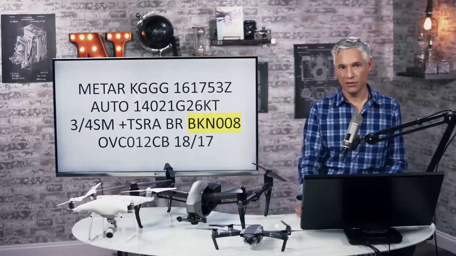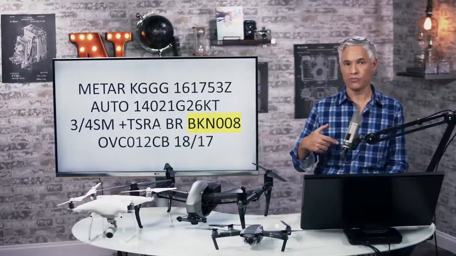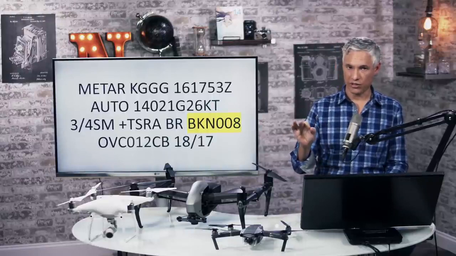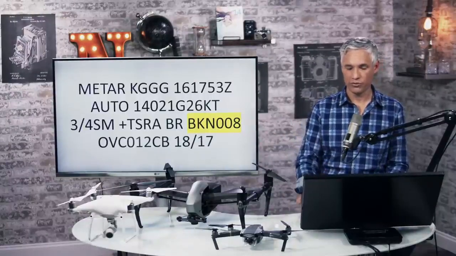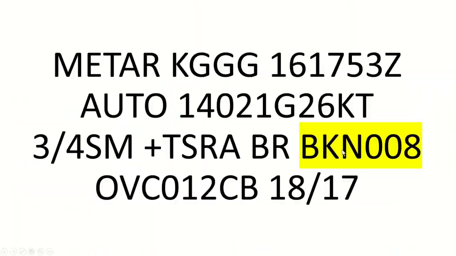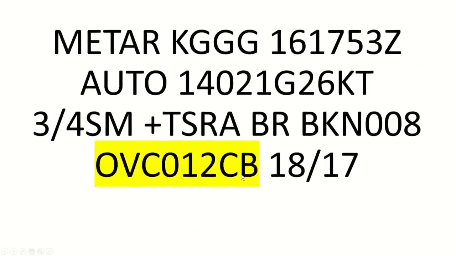This next section indicates the cloud cover. And just like earlier, they're indicating altitude by dropping 2 zeros off of it. So this BKN means broken clouds, and then we're going to add 2 zeros to this number, 800, broken clouds at 800 feet. This means overcast clouds at 1,200 feet. There's a 0 in there. 1, 2, add 2 zeros, 1,200 feet.